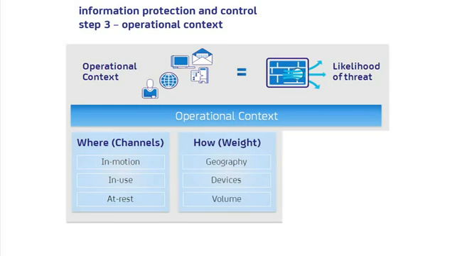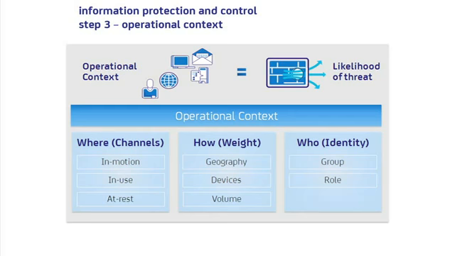The second step is determining how the data is used. It's important to understand what's the volume of communications. Is the data hitting unacceptable thresholds? This is critical to determining broken processes within the organization. The third step is identifying who is using the data.